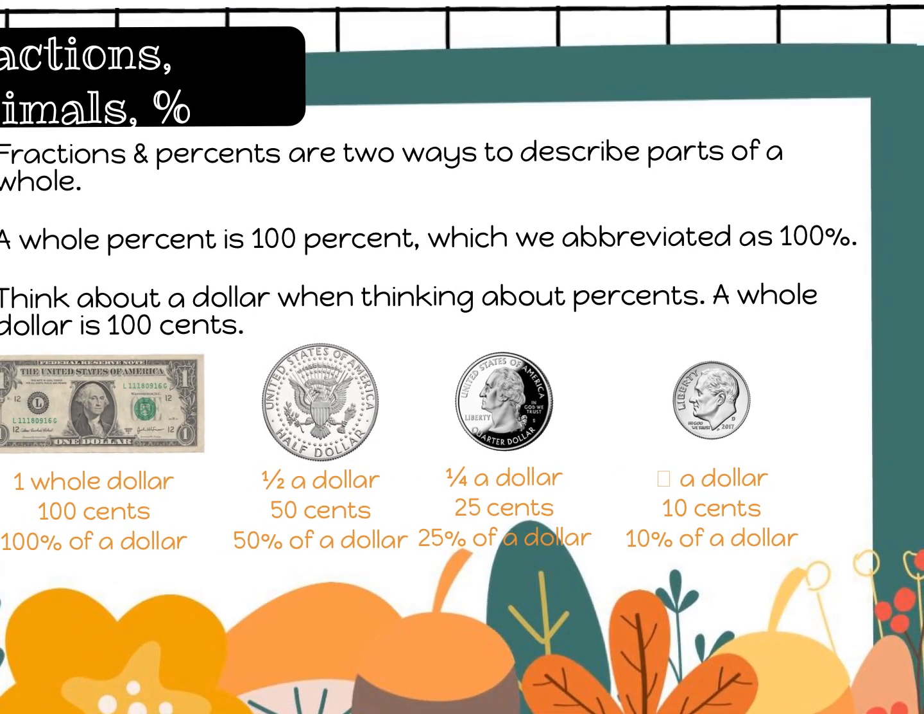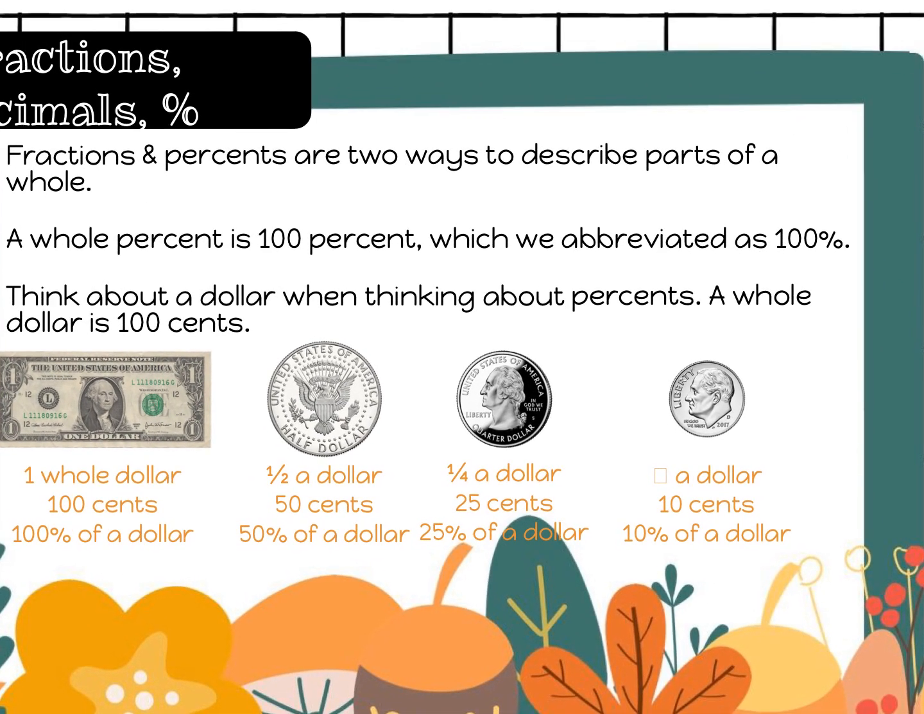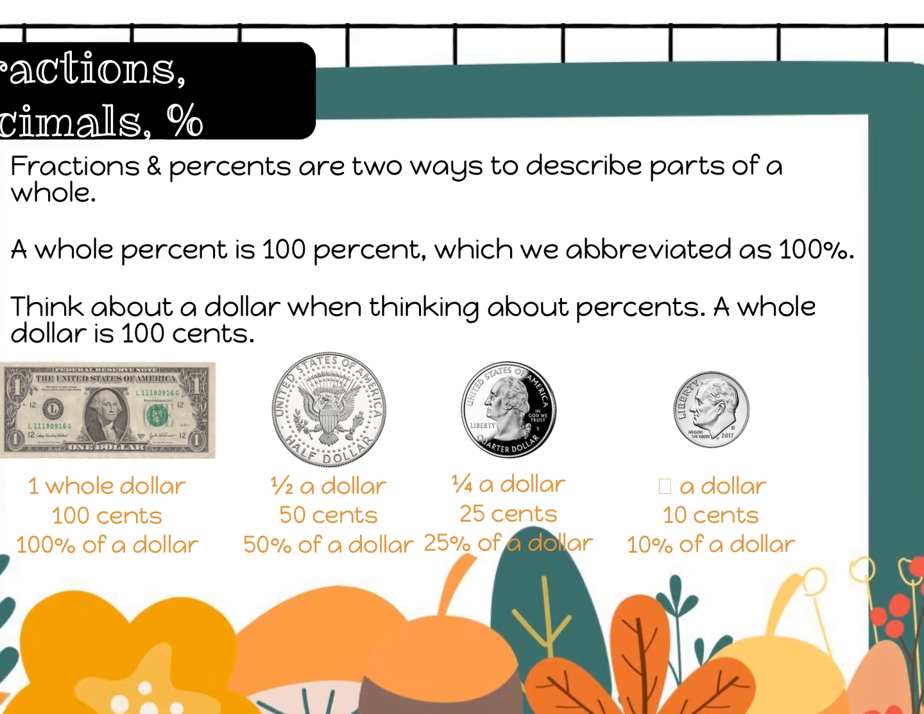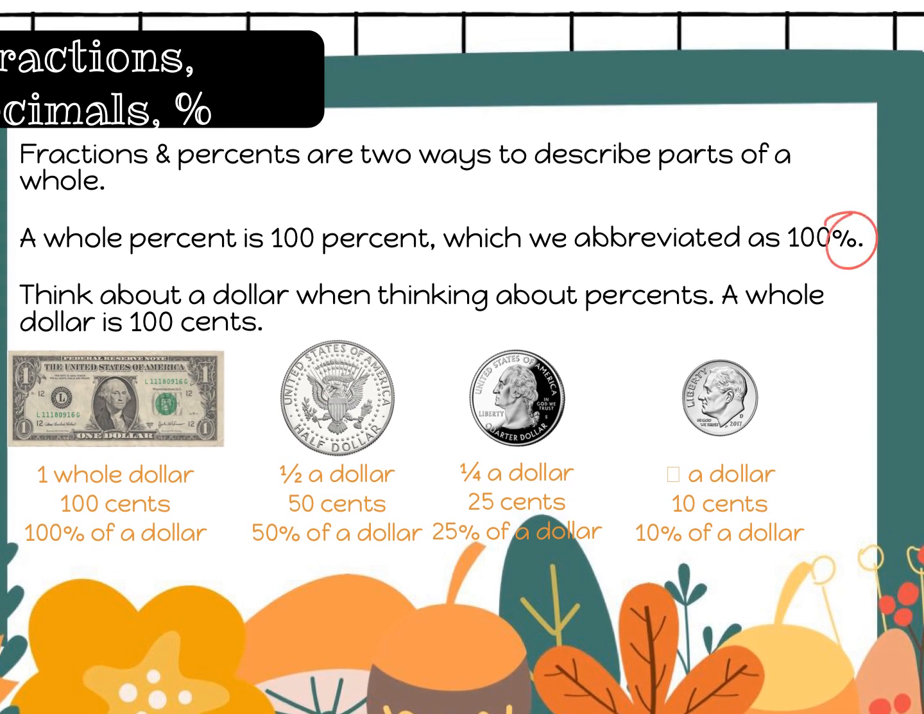Fractions and percents are 2 ways to describe parts of a whole. So if I don't have a whole number and I just have part of a whole number, you can read them as a fraction. You can also read them as a percent. A whole percent is always 100%. Think about your grade. If you get every question right on a paper, what grade do you get? 100%. We don't put the percentage on there, but that's what it is. You got 100% of the paper correct. We abbreviate it as 100% with the little symbol right here. You guys should be familiar with the percent sign.